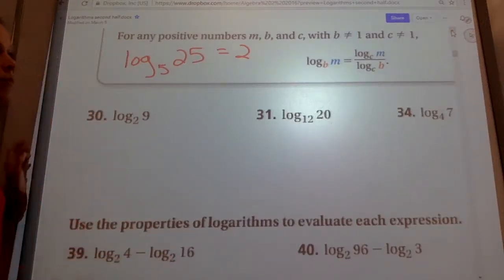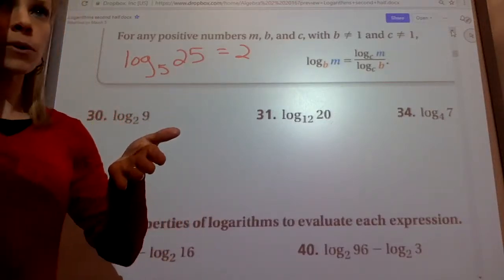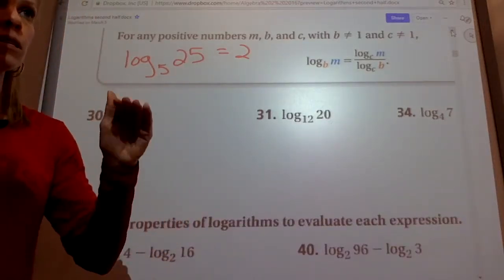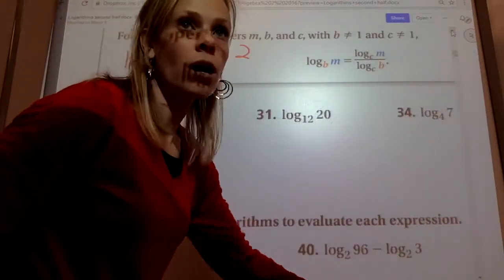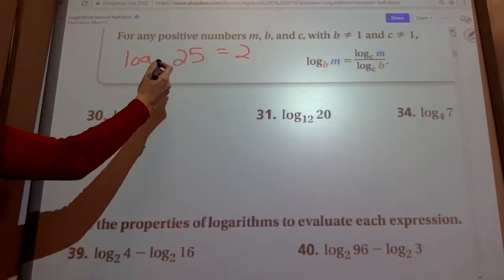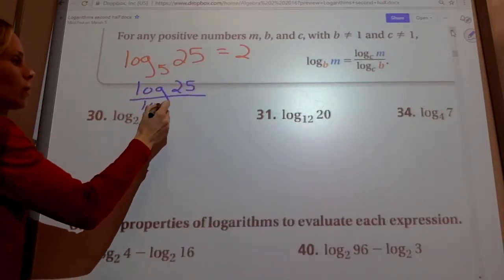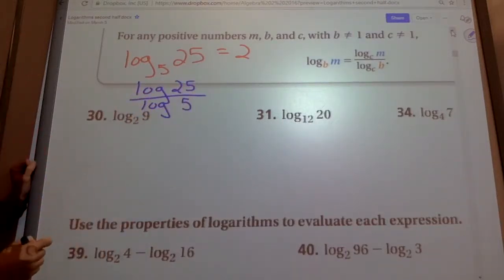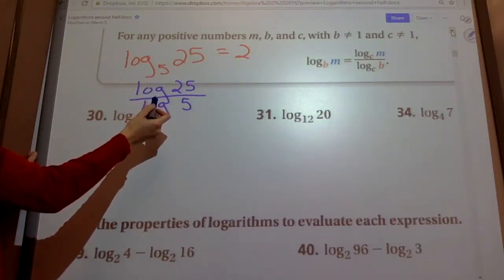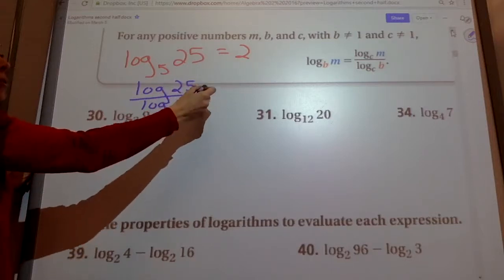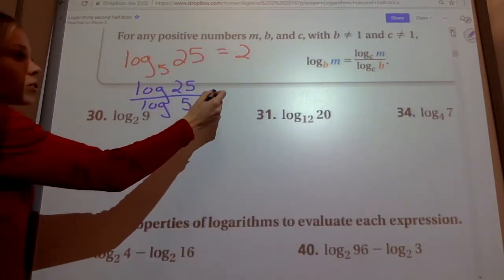Your calculator, if you remember, only does log of base 10. Don't forget that. That's very important. Your calculator only does log of base 10. So I can change this log to log of base 10. I do log 25 over log 5. Okay, so you can use the LOG button on your calculator. Do 25, close the parentheses, divided by log 5, and then you should get 2.